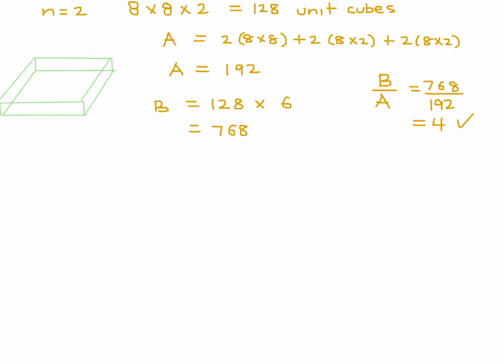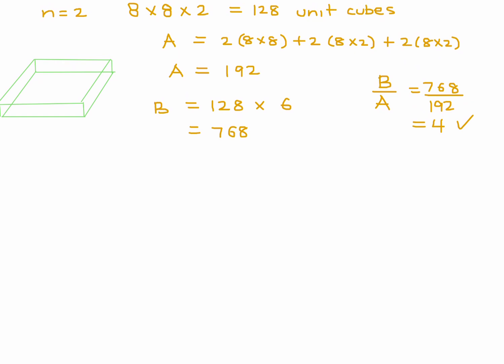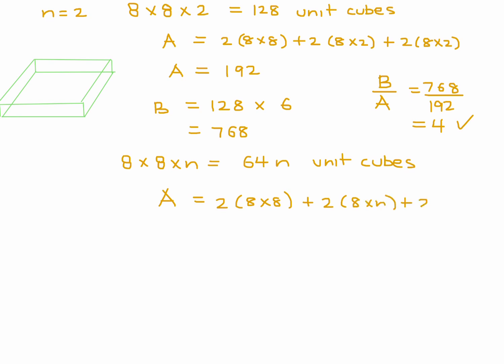Now let's do the exact same thing, but instead of n being 2, n is just n. So now we have 8 by 8 by n, and that is 64n. That is the number of unit cubes that make up this particular prism. Our surface area of the cube would be 2 times, again, 8 times 8. That's the bottom of the base of the prism. Then it'll be 2 times 8 times n this time, plus 2 times 8 times n. So this is 128 plus 32n.